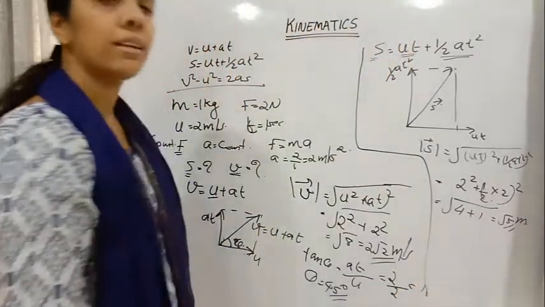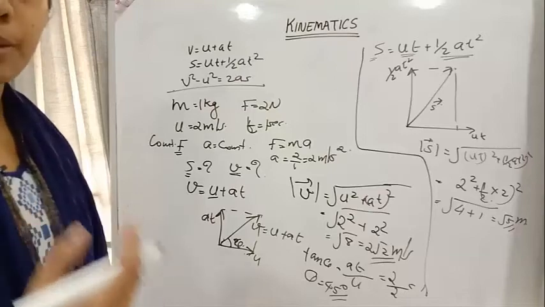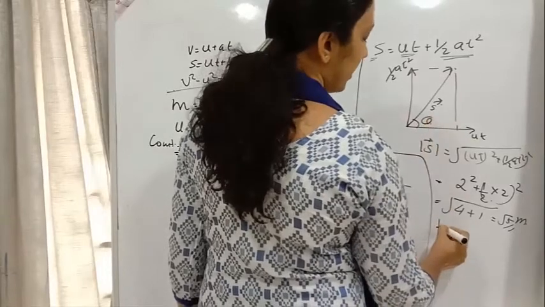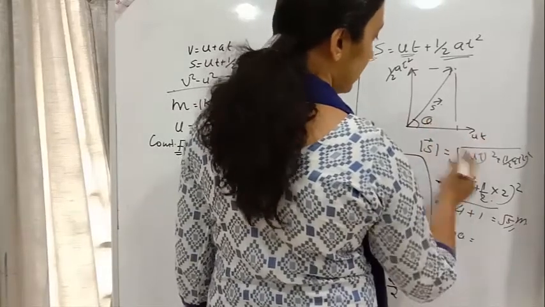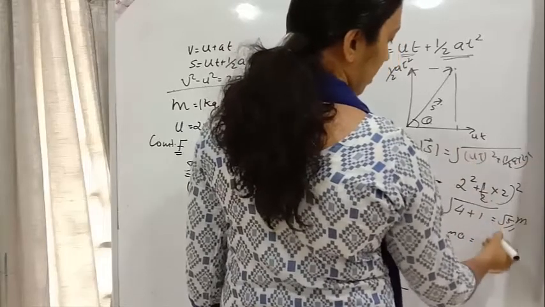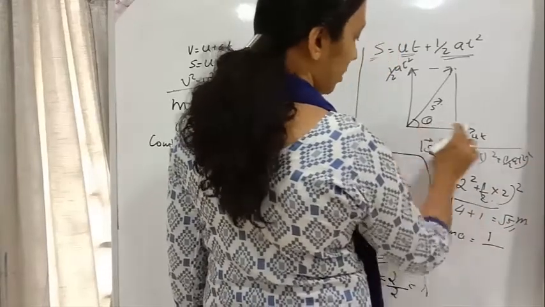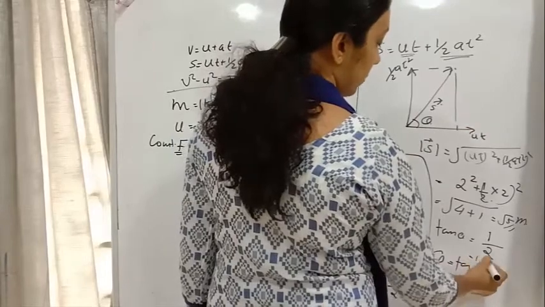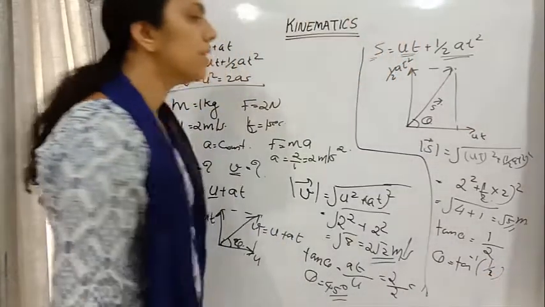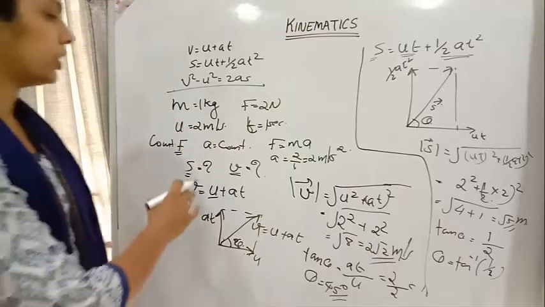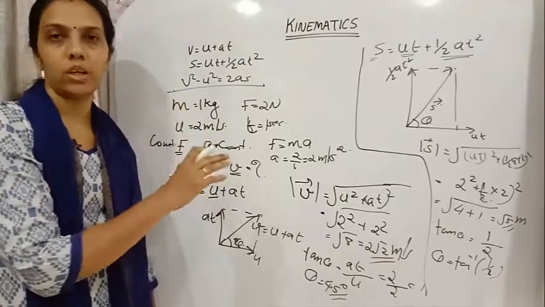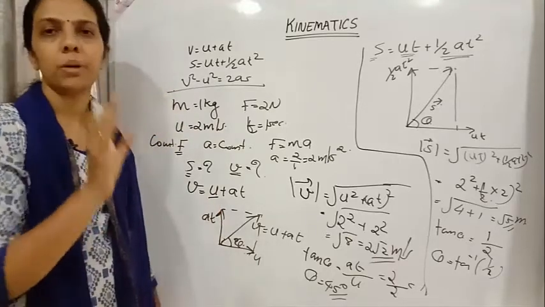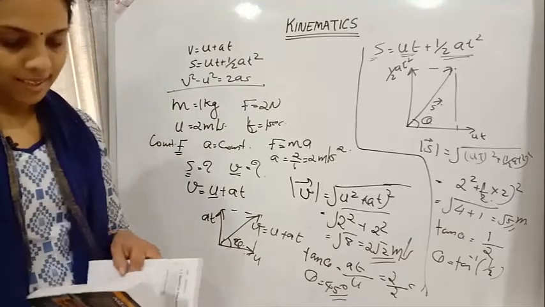This is the displacement. As in the previous case, since displacement is a vector quantity, we can find out the direction also by finding theta. Tan theta will be equal to half at square, which we got as 1, divided by ut, which we got as 2. Tan theta is half, that is theta equals tan inverse 1 by 2. So this is how we will be finding it. Clear? So forces acting perpendicular to initial velocity means acceleration is acting perpendicular to initial velocity. Clear?